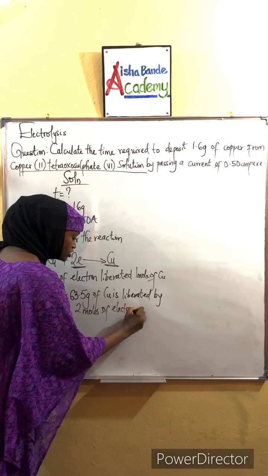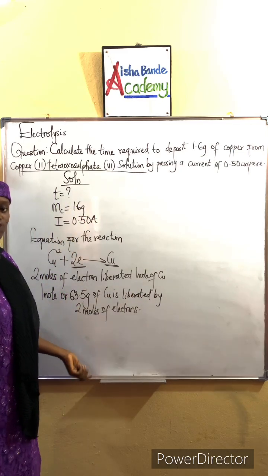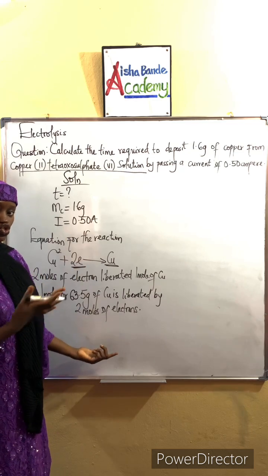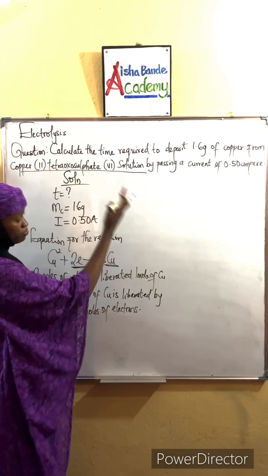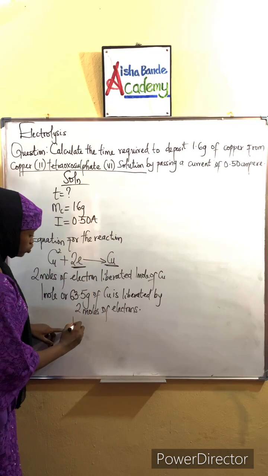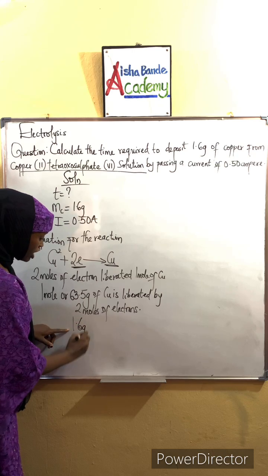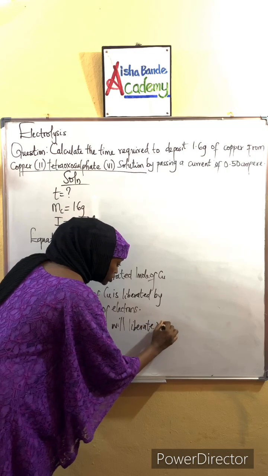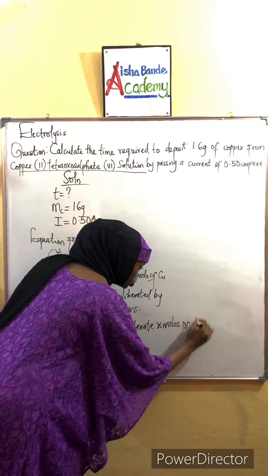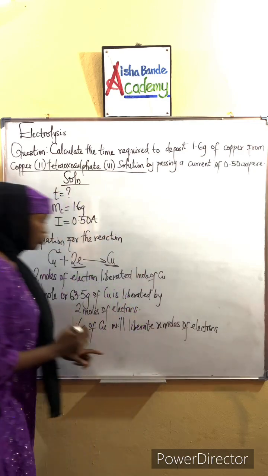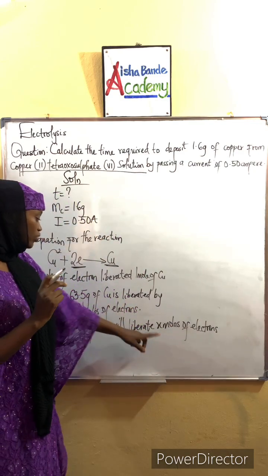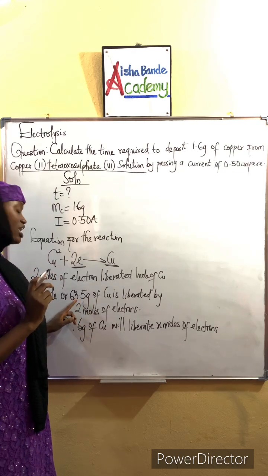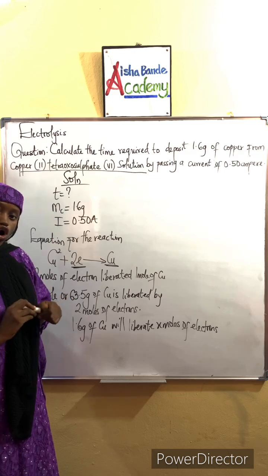Situations like this, when solving electrolysis, we are required to write out some statements. Sometimes we are required to write out some statements for clarification when trying to solve the problem given. So as given from the question, we have to look for what? We have to check: 1.6 grams of copper will be liberated by X moles of electrons. So what we're looking for in this case is how many electrons will liberate 1.6 grams, since 2 moles of electrons, we have seen, liberate 63.5 grams or 1 mole of copper.